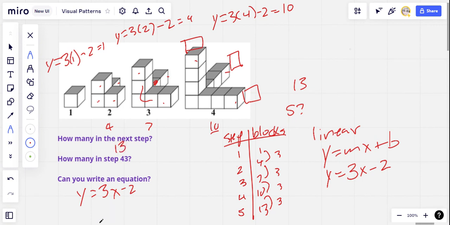So now we can use this equation to figure out how many in step 43. So we'll just plug in 43 for the step number, which is x. So y equals 3 times 43 minus 2. 3 times 43, let's see, 3 times 40 would be 120, 3 times 3 would be 9, so that's 129, minus 2 would be 127 blocks in step number 43.